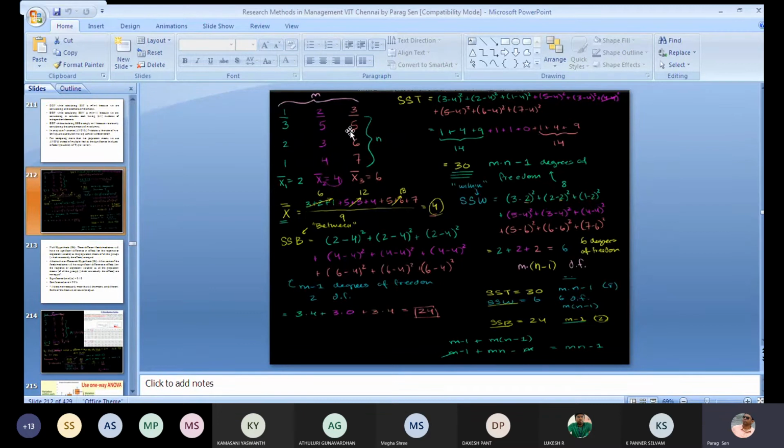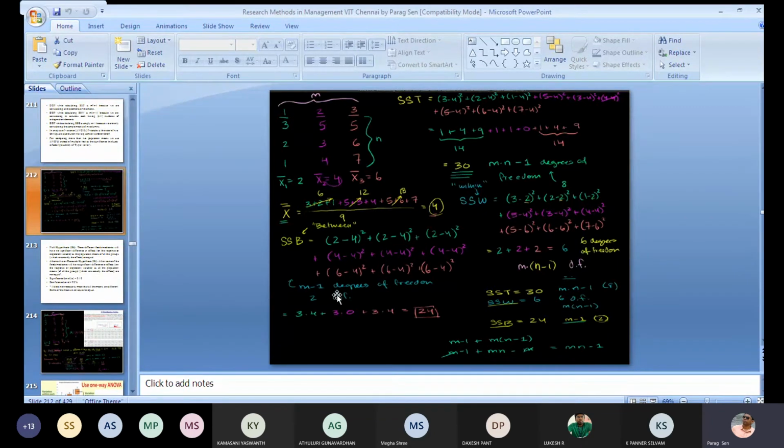So if you add all these things, the degrees of freedom for the sum of square within, you will be getting the value of 6. 2 plus 2 plus 2, 6. Or alternatively, you can also use the formula m into n minus 1. So 3 into 3 minus 1 will come out to be 6.